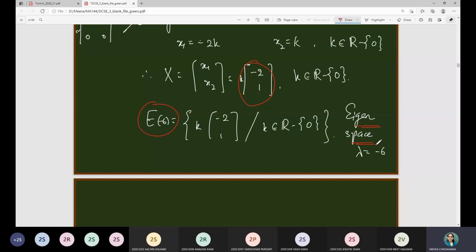Collection of eigenvectors means eigenspace, collection of eigenvalues means it is a spectrum. Is it clear now? Yes, ma'am. Got it. Thank you. Okay, welcome. Any other question?